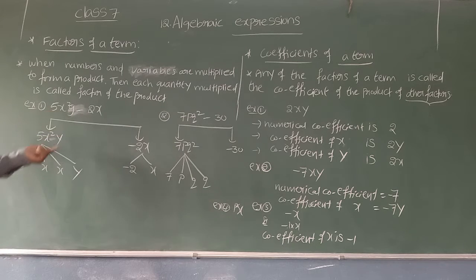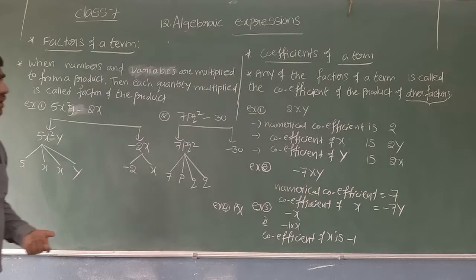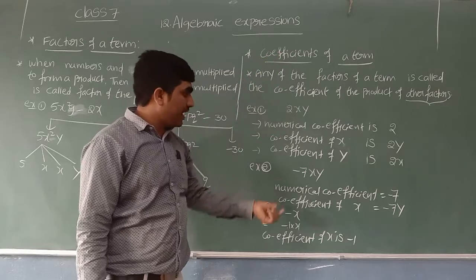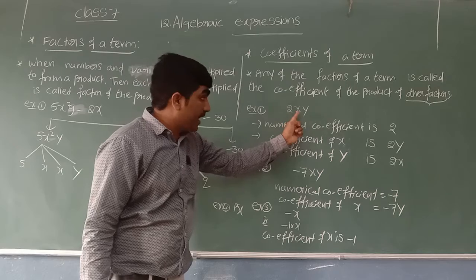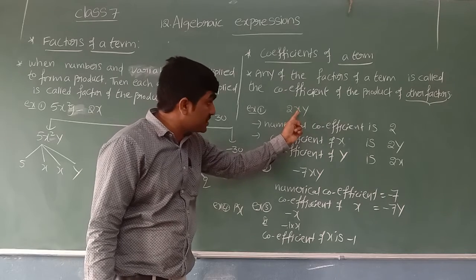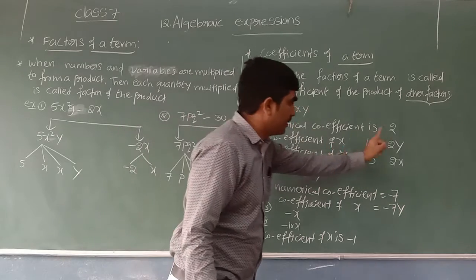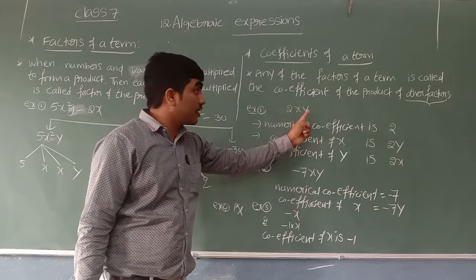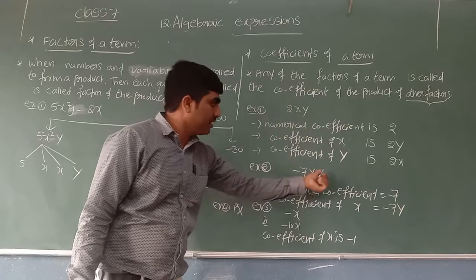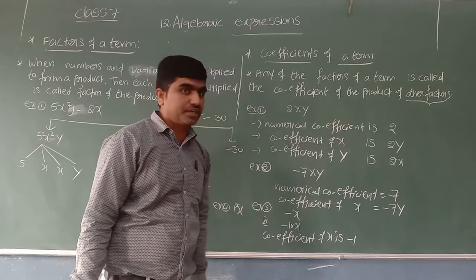To get a term, we have to multiply some quantities. Each quantity you multiplied is called a factor of the product. 5 is a factor of this product. y is a factor of this product. x is a factor of this product. Here the coefficient means a factor is said to be a coefficient of the other factors. Suppose x is the factor, which is a coefficient of the other factors, 2y. See there, x is the coefficient of 2y. y is a factor. It is called the coefficient of the other factors to x. y is the coefficient of the other factors to x.